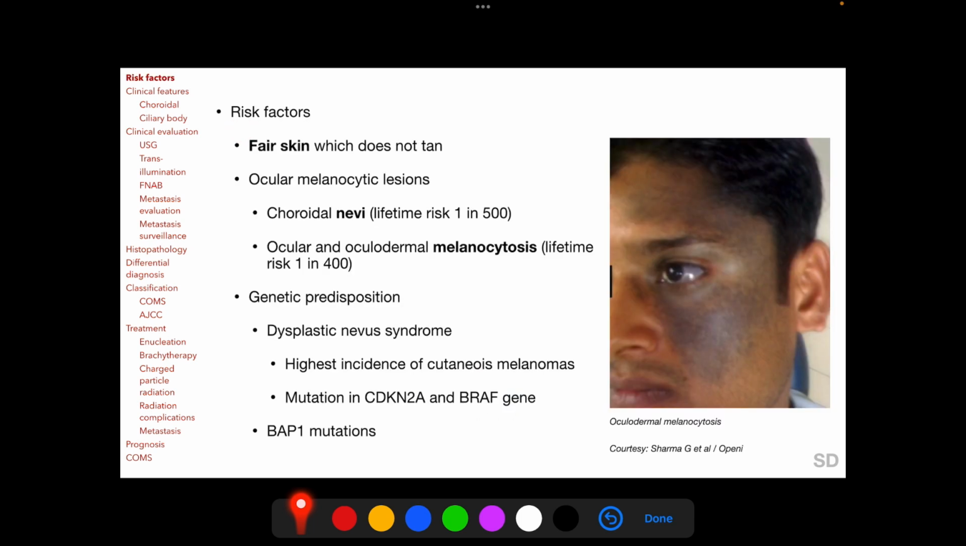Risk factors for the development of uveal melanoma include fair skin, which does not tan, ocular melanocytic lesions such as choroidal nevi, which has a lifetime risk of 1 in 500 of choroidal melanoma occurring, ocular and oculodermal melanocytosis, which has a lifetime risk of 1 in 400 of uveal melanoma occurring, genetic predispositions such as dysplastic nevus syndrome and mutations in the BAP1 gene. This photograph shows a patient with oculodermal melanocytosis.